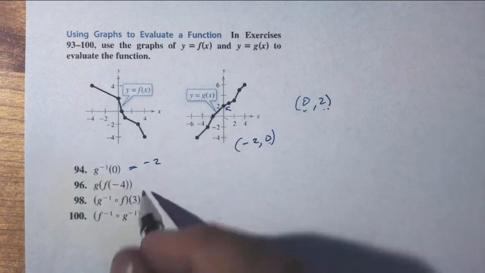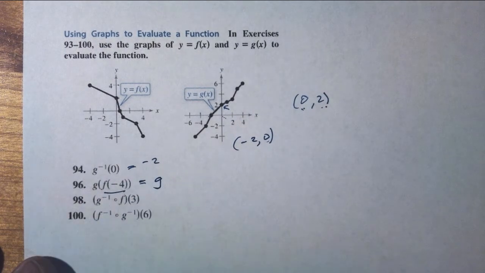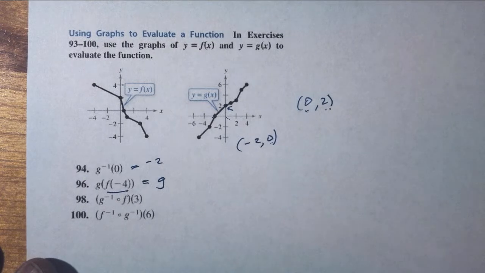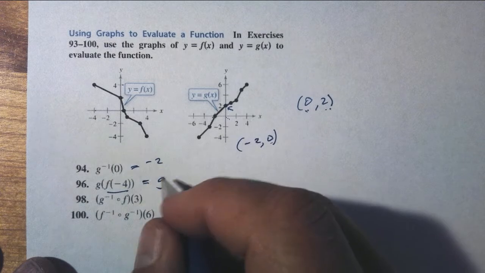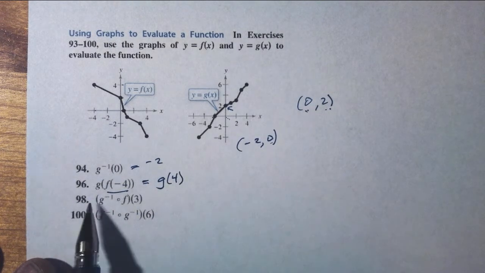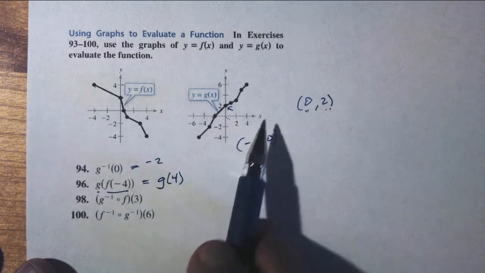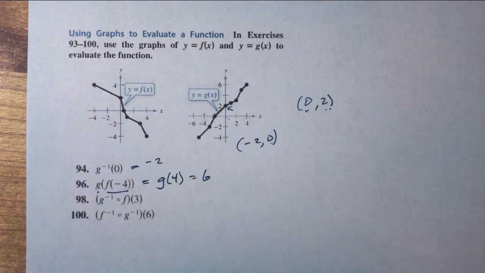Okay. So 96. First, we're going to start inside. F of -4, that's plain old f of -4. F of -4 is 4. So I need g of 4. Plain old g of 4 is 6. No inverse functions there.